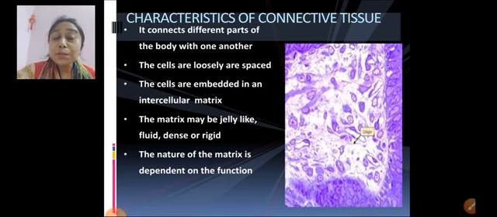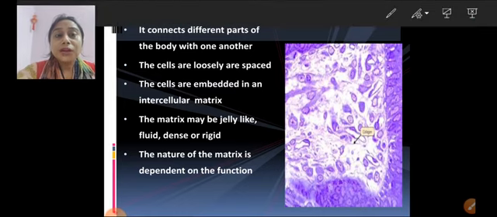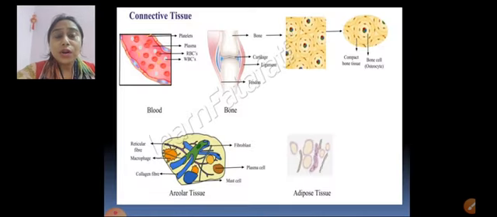Okay, so based on the different functions, the nature of the matrix is also different. Fine. Now let us know what the connective tissues are that we will get to know. Number one, you can see blood, a very common connective tissue, is it not? And then bone is another connective tissue. Cartilage, if you can see in the image, is another connective tissue. Areolar tissue, adipose tissue. These are the major types of connective tissue that we will get to learn.